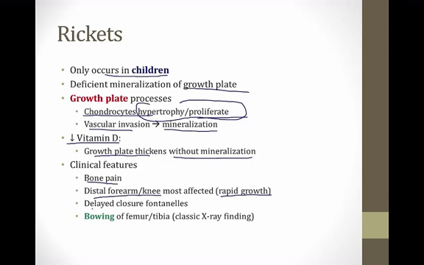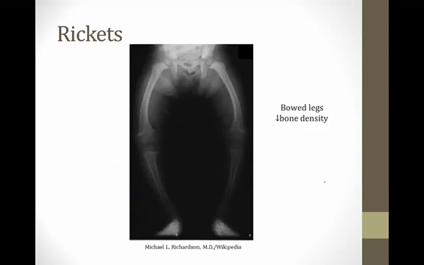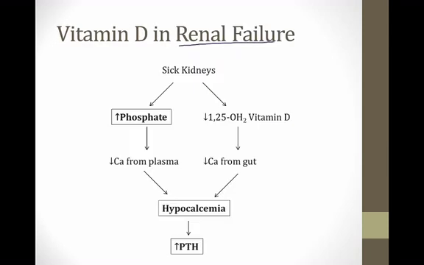The skull may show delayed closure of the fontanelles, especially in a baby, and then a classic x-ray finding is bowing of the femur and tibia. This is a picture of a child with rickets. You can see that the legs are bowed. They are also relatively pale and not bright white, and that's because they have low bone density from vitamin D deficiency.